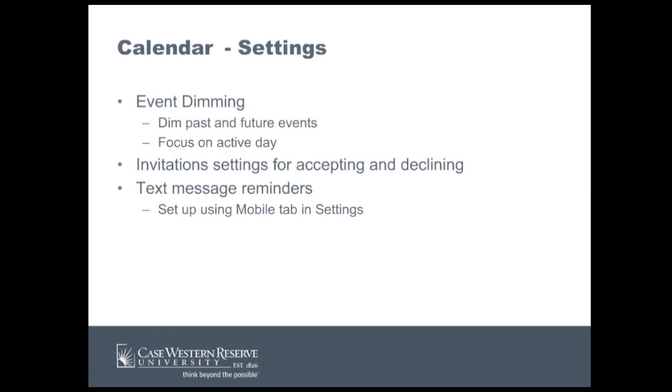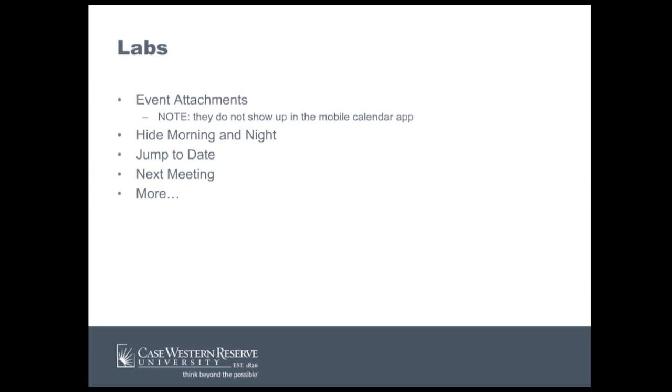Event dimming I spoke about pretty quickly. Invitation settings, text reminders, you'll need to use the mobile. Some of the labs. One of the biggest labs that I would suggest trying out is the event attachments. This allows you to attach items to a calendar event. So if someone opens that calendar event, they can see the PDF with the agenda, the materials, all of those things.